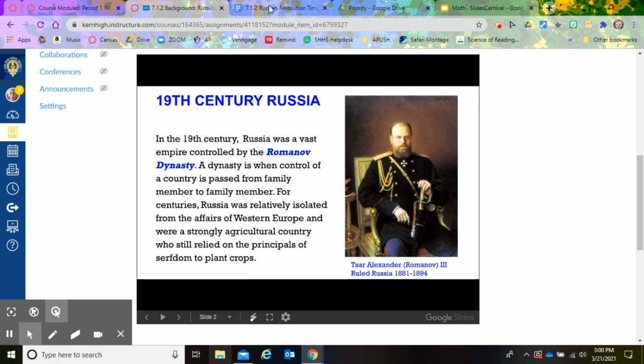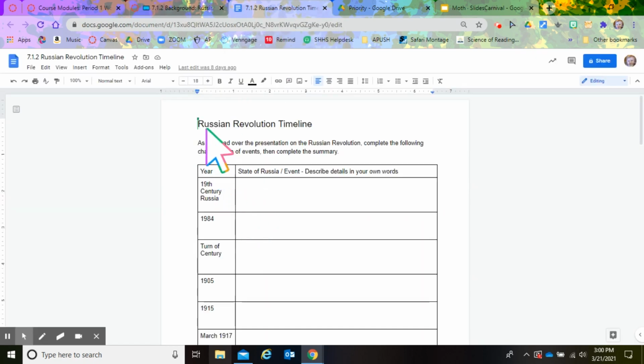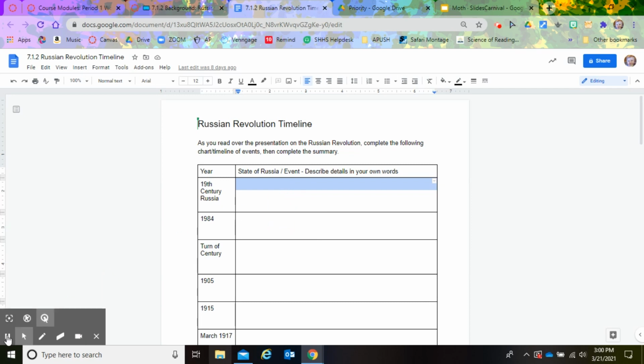Now I'm going to go over to this timeline, and if you notice, as you read over the presentation, you're going to complete the chart or timeline of events. So for 19th century Russia, which we just spoke about, I want you to go ahead and put that in your own words. You could use my words if you want to for this one, but I want you to describe it in your own words. And I'll pause, or you can pause while we are doing that.